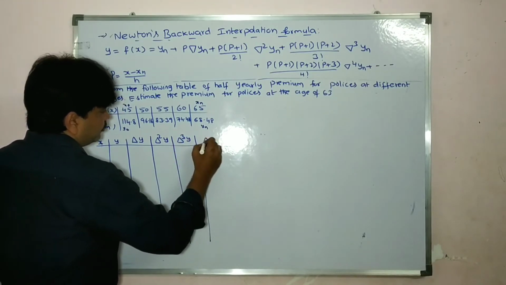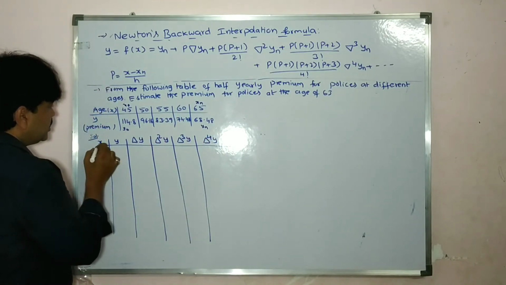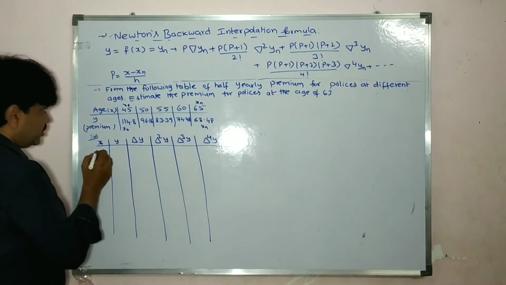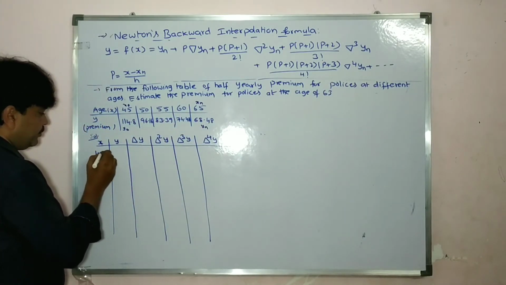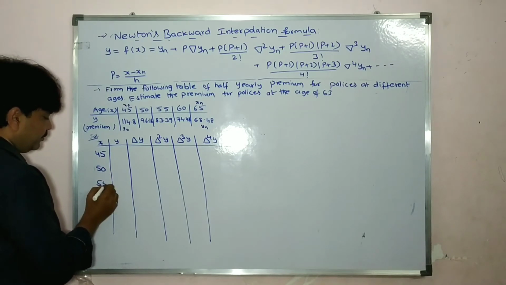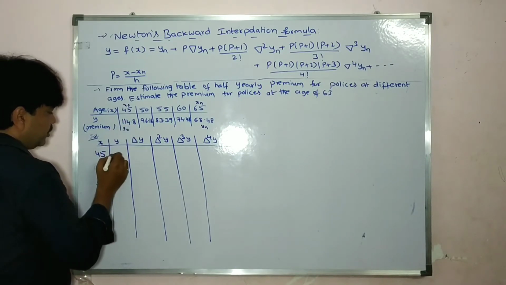And then del power 4 y value. Now, what is the x value, students here? The x values are 45, 50, 55, 60, 65.